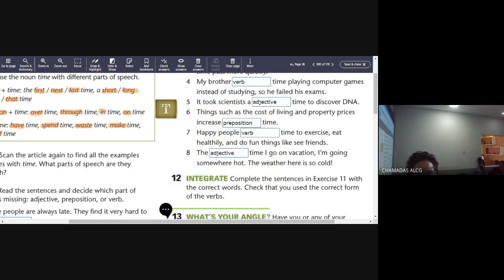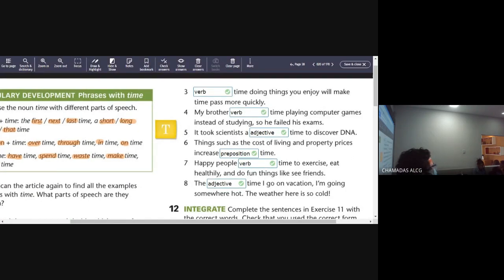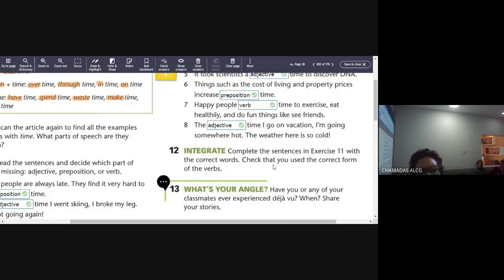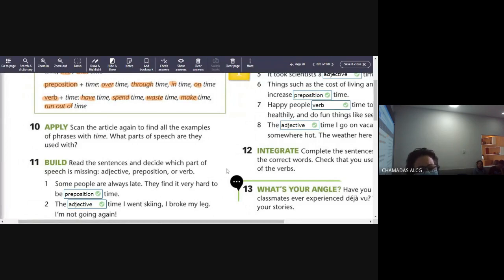All right. So it's nice for you to notice the parts of speech that we use in each situation. So let's check the answers. Everything correct. Okay. The parts of speech are correct. Now here, this is what we did in number 12. We have already done the next one.